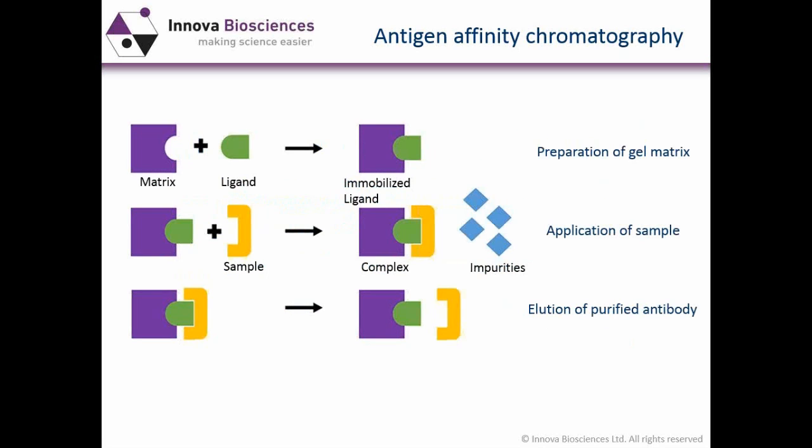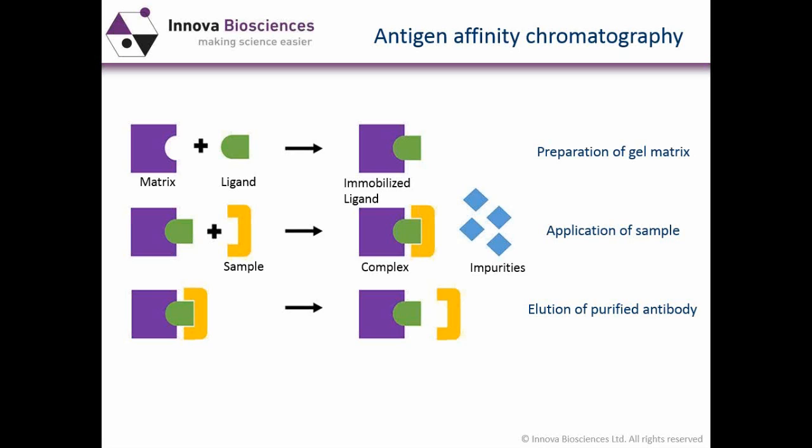Again, in this diagram, we see various steps in antigen affinity chromatography, and here we're starting at the top with the preparation of your gel matrix. So your matrix is the purple square, and your ligand, the target protein, is combined with the column. And there are various kits that enable you to make these columns yourselves. You have pre-activated matrices, and you can bind ligands to them.